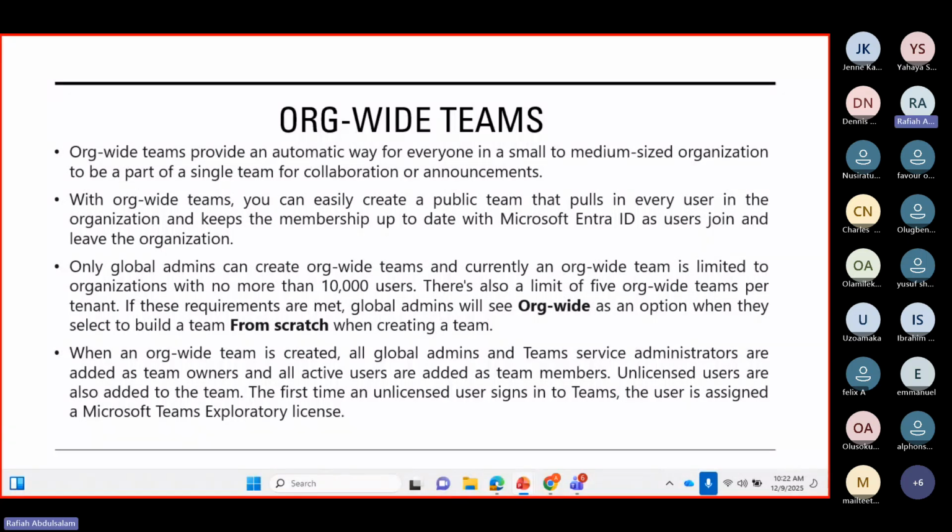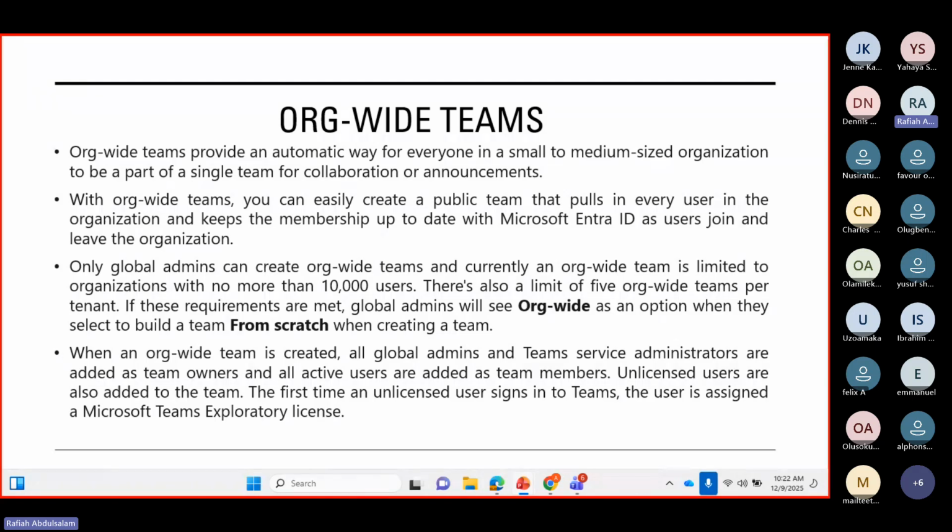I'm going to show us this because, for our test tenant, just in case you try to create an org-wide team and you're not able to, please note that it's because our tenant does not meet this condition. Our tenant is an edu tenant, and when we try to create a team, you would only see the option to create from scratch, from a template, or from an existing Microsoft 365 group.